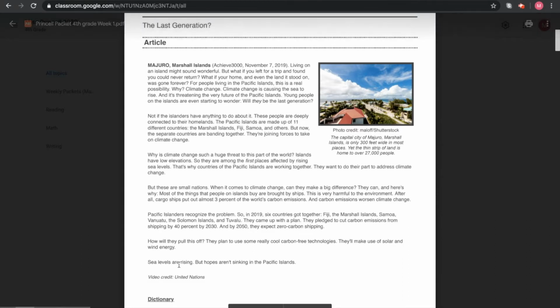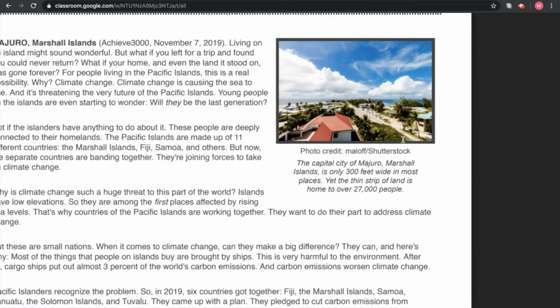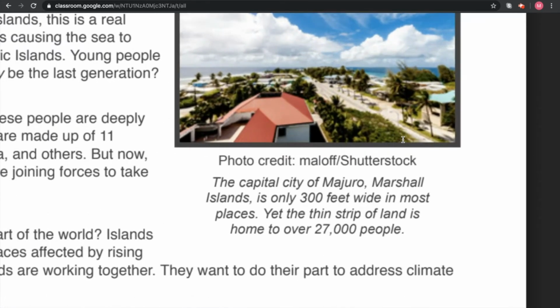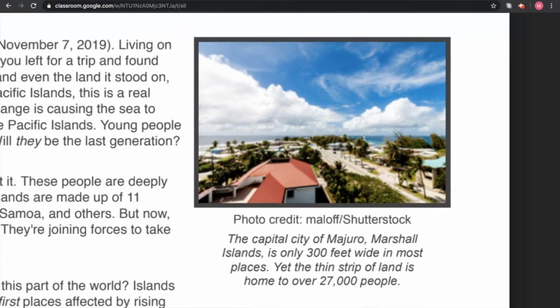Sea levels are rising, but hopes aren't sinking in the Pacific Islands. So if you see up here, there's a picture, and it says the capital city of Marshall Islands is only 300 feet wide in most places, yet the thin strip of island is home to over 27,000 people. So, what does all this article have to do with?